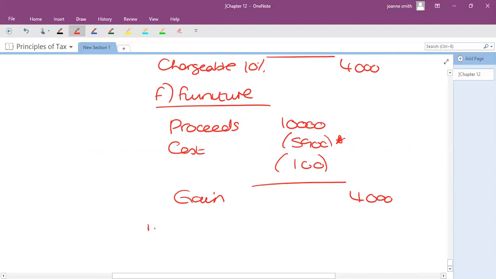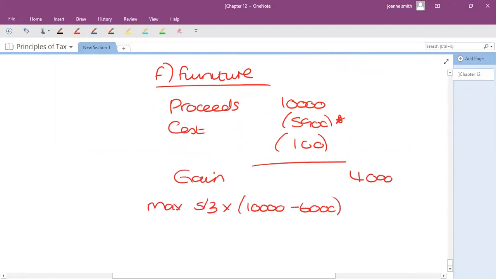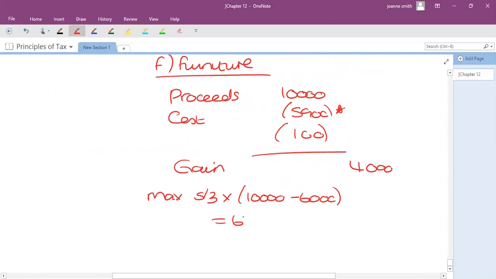So you're going to do that test as the maximum 5/3 of your proceeds minus 6,000. If we do that, we come out with a calculation of 6,667. So I'm going to stick with my original gain because it's still less than the maximum. But always show that you've done that test because it's showing that you've recognised that you do have to do something special with it because it's a chattel. So there will be marks for doing that.